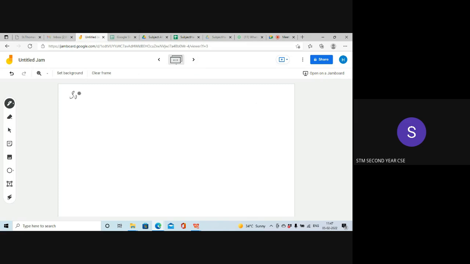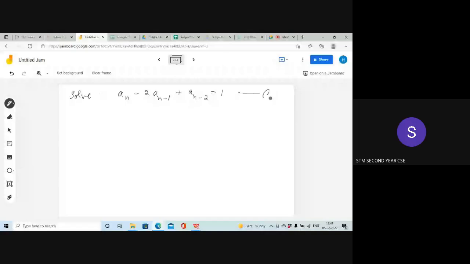Solve. We are solving for case 1. Solve a_n minus 2a_{n-1}. This is our given equation 1. This is the question given. So how are we going to solve this problem? We find that on the left hand side it is a_n terms, and on the right hand side it is not 0, it is a constant 1.